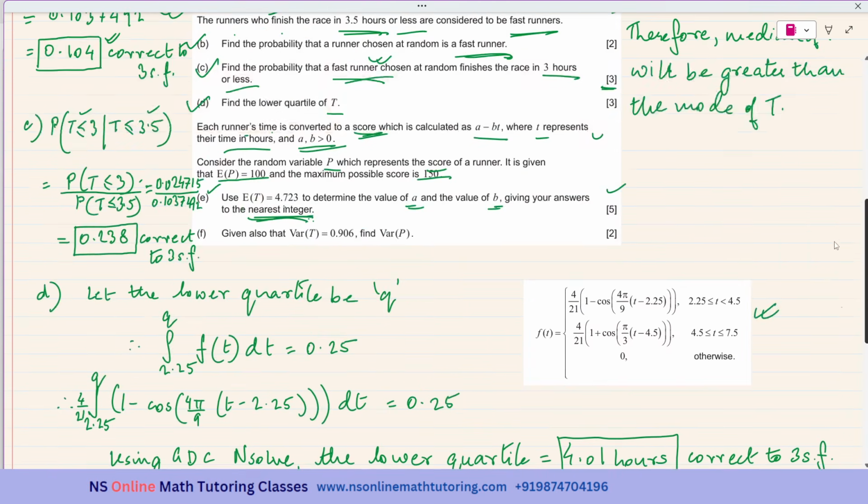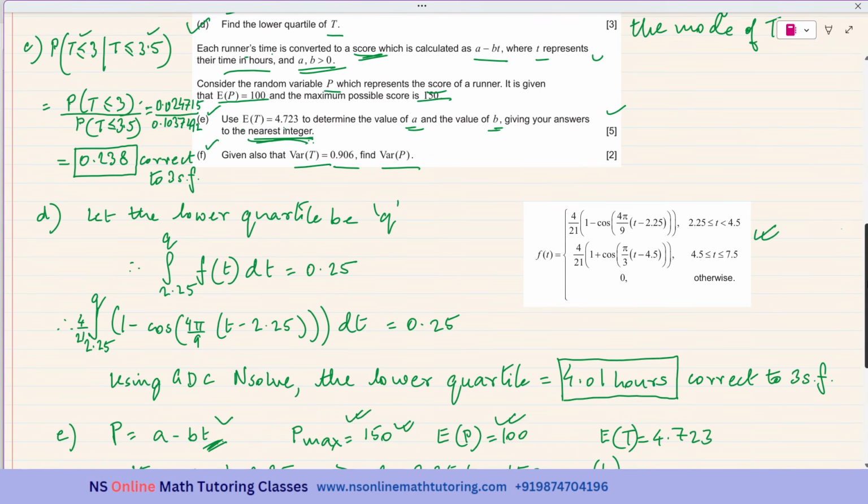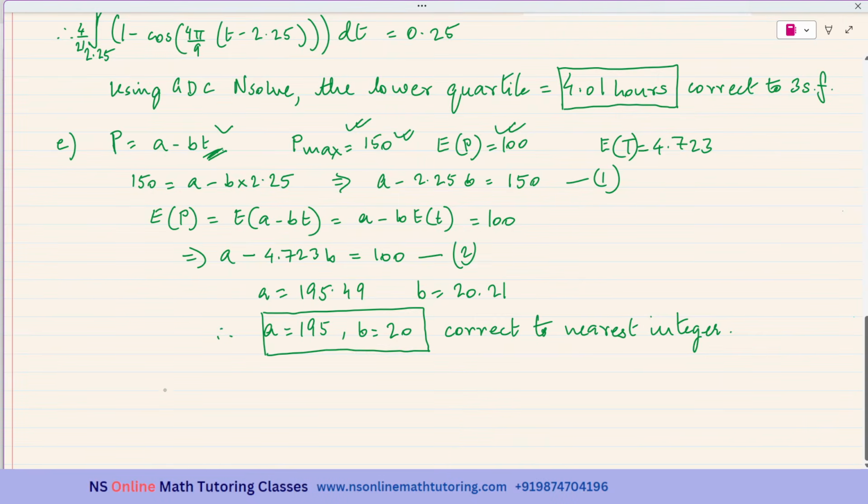So now we come to the last part of this question, part F. Given also that the variance of T is 0.906, find the variance of P. It is carrying just 2 marks. Variance of T is given as 0.906. We are asked to find the variance of P.